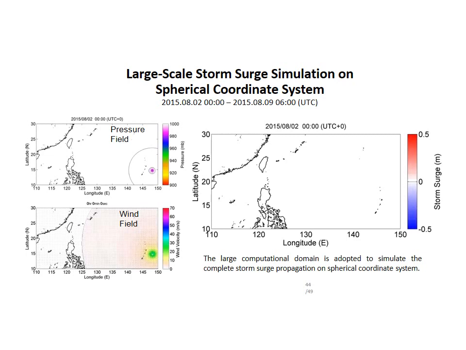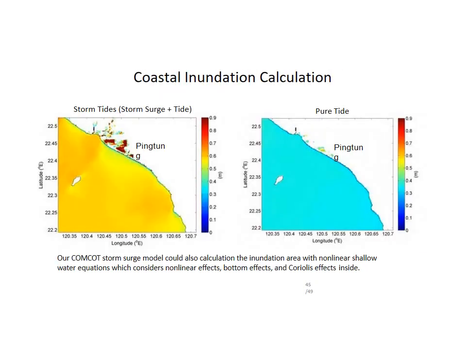And the third case is about the severe Typhoon Meranti. Meranti was also the most severe typhoon last year. The central pressure reached 900 millibars. So the typhoon intensity was very strong.